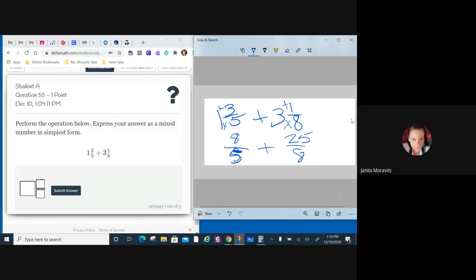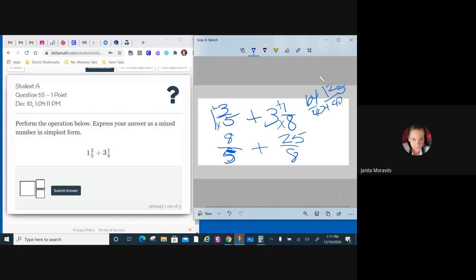So let's put that right here, and then we'll erase it in a minute. All right, so if we're going to put them over 40, we ran out of room here, but that's okay. 5 times 8 gives you 40, right? So we have to multiply this 8 times 8, which would be 64. 8 times 5 gives you 40. So you're going to have to multiply 25 times 5. Well, if you have 5 quarters, you have 125 cents. And we're adding those up.